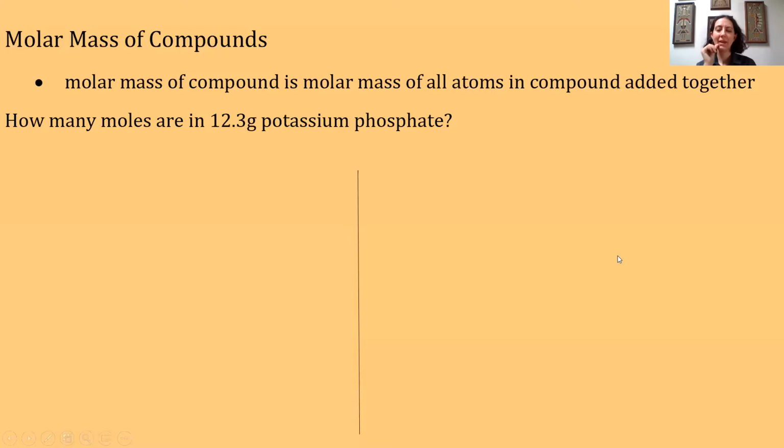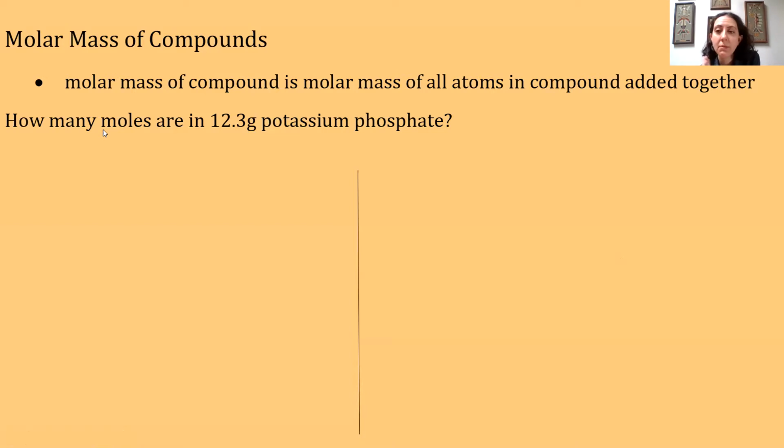This is definitely working. So in the last video, we talked about finding the molar mass of potassium phosphate. So I'm going to run through that with you. Let's read the problem first. So how many moles are in 12.3 grams of potassium phosphate? So to solve this problem, we know we're starting with grams, and we know that we're going to go to moles.